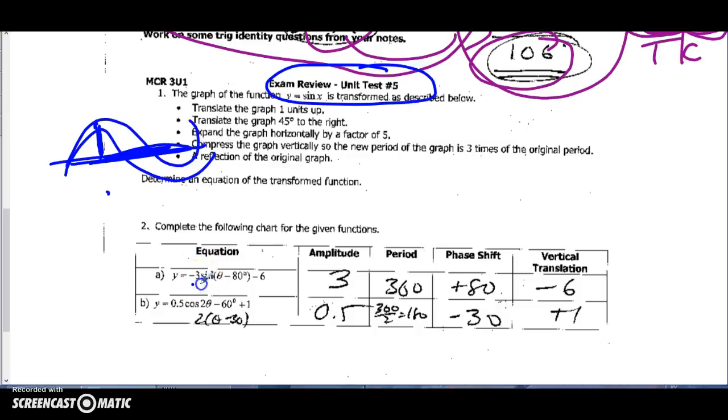What's the amplitude? Don't tell me it's -3. The amplitude is the size. It's not -3. You can't. Again, it's a scalar quantity. There's no sign to it. So the size of this guy is 3.